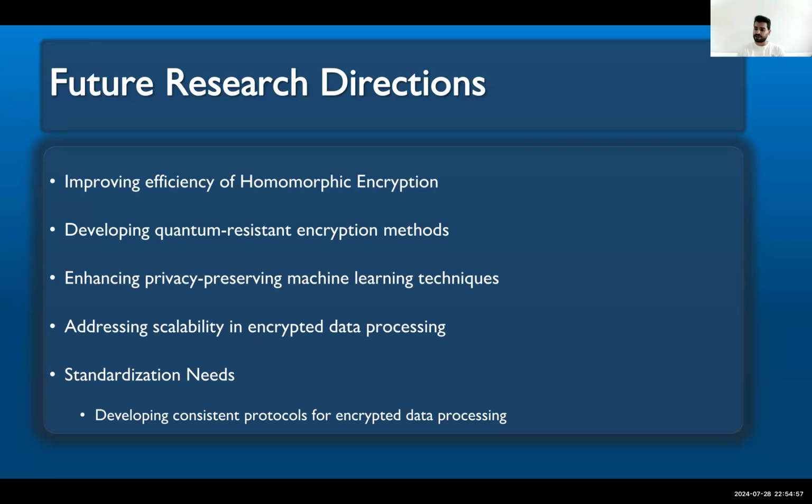And machine learning is one of the most trending sciences today in many applications. When they have to learn on some data, many of these data can be private and contain sensitive information. Privacy preserving machine learning techniques are so crucial today. And scalability is a problem in encrypted data processing that should be addressed. And as I stated in the previous lecture, standardization should be done. And we have to develop a consistent protocol among different companies. And different companies have to come to an agreement on these protocols.